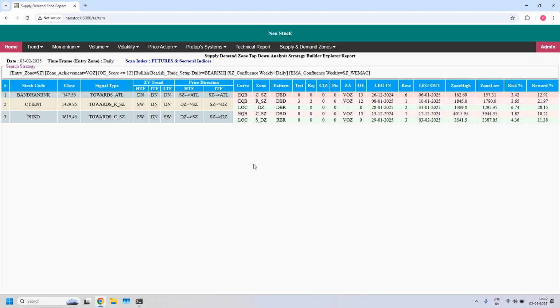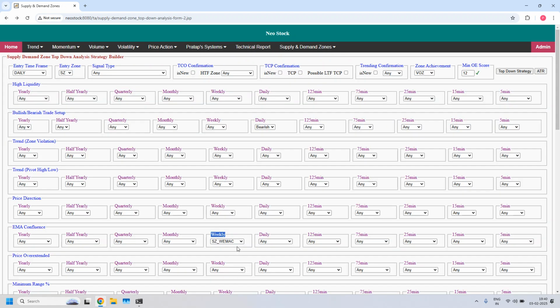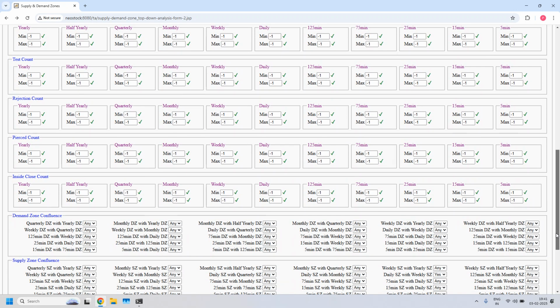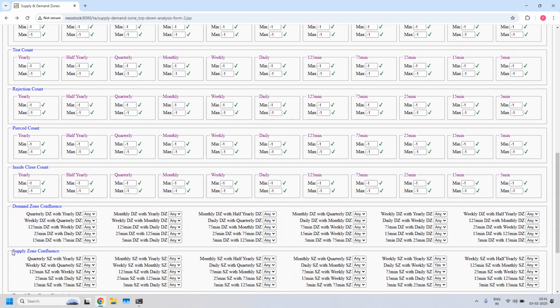So this is about LTF, ITF, Confluence and EMA Confluence. Next we will filter based on LTF, ITF and HTF also, supply zone Confluence of all the 3 time frames. So I am removing this ITF EMA Confluence filter. In the supply zone Confluence, we should set 3 filters now. We are in the supply zone Confluence. So the first filter is already enabled in the previous report.